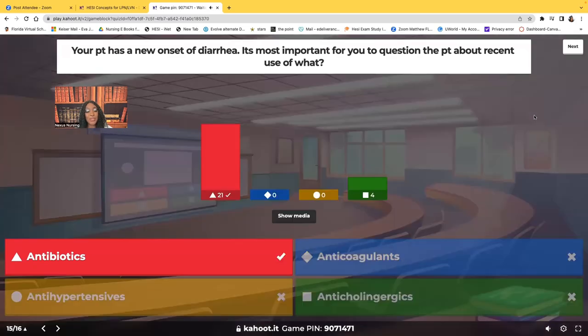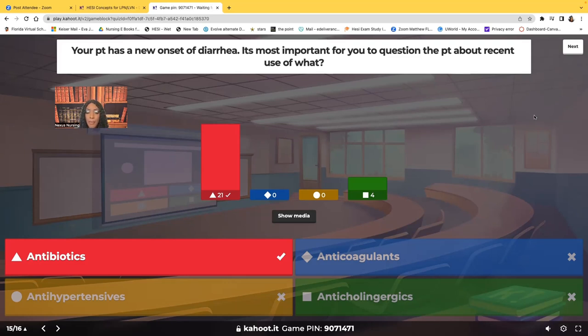Very good. Most of you guys got this correct. It's antibiotics. Antibiotics is a great medication. It kills the bacteria, but it kills the good and the bad bacteria. Okay. So it could place the patient at risk for something such as C. diff. So that's why you're going to question them about antibiotics.